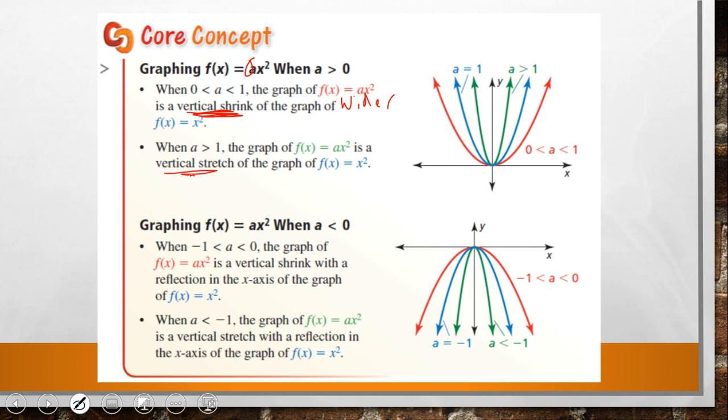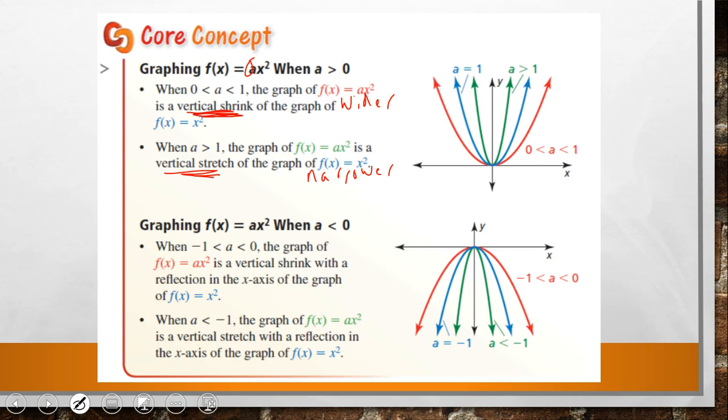When your a value is greater than 1, that's called a vertical stretch, which means your parabola is going to become narrower. And you can see that in the demonstration here. The blue graph is our parent function. When a is greater than 1, notice that's the black one, that's narrower. And when a is between 0 and 1, meaning it's a fraction, that becomes the wider graph there.